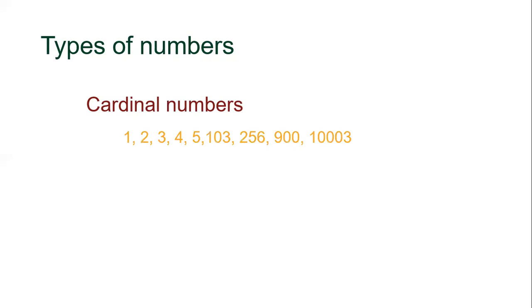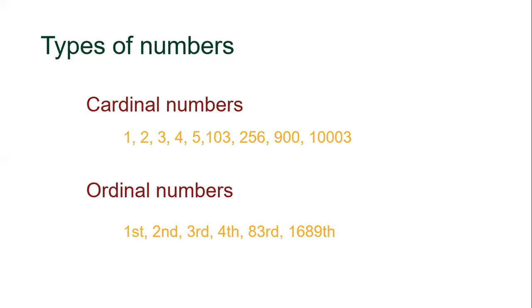Another type of number is ordinal numbers. Ordinal numbers, on the other hand, state the position of the individual objects in a sequence. You are very familiar with this. Examples are first, second, third, fourth, 83rd, and 1689th, etc. Those are ordinal numbers.